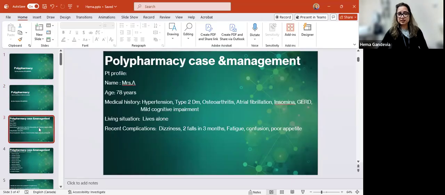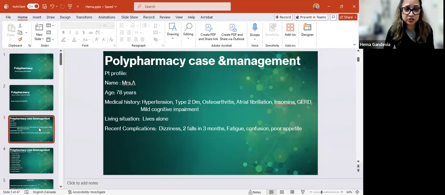So let's jump right into an example. This is not something that I've seen in practice, but a formulated example. So please do not assume that this patient is hospitalized. Assume that this patient is your regular patient living well in the community, and you as a practitioner are seeing her for one of your routine visits. So here's patient Mrs. A. Her age is 78 years, and her medical history is hypertension, type 2 diabetes, osteoarthritis, atrial fibrillation, insomnia, and mild cognitive impairment has set in.